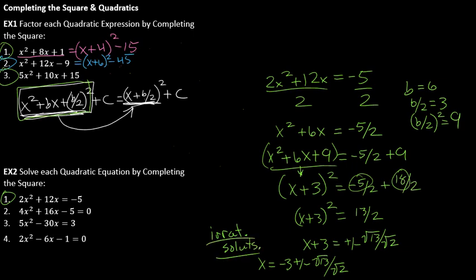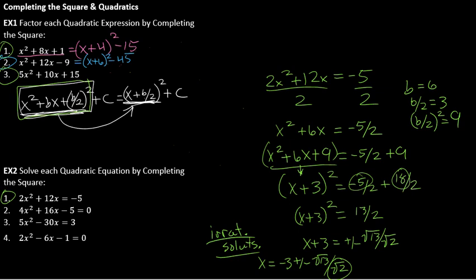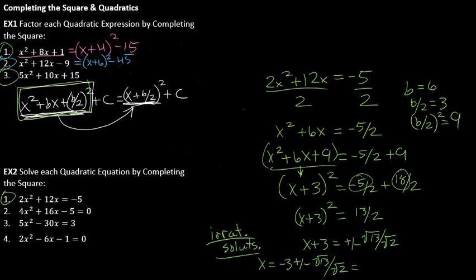Okay, so I'm going to multiply by the square root of 2 on top and bottom, and I'm going to have negative 3 plus or minus the square root of 26 over 2. And these would be my two irrational solutions. So x1 would be equal to negative 3 plus the square root of 26 over 2, and x2 would be equal to negative 3 minus the square root of 26 over 2. Right? All right. Let's do that again.